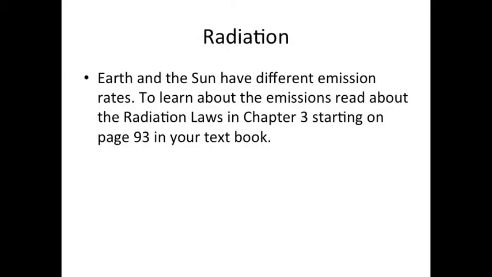Let's start with radiation. The Earth and the Sun have different emission rates. To learn more about the emissions, read about the radiation laws in Chapter 3, starting on page 93 in your textbook. This page in your textbook will talk about different types of black bodies and other types of systems.